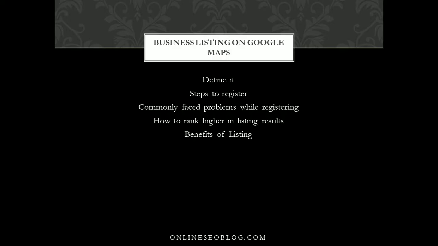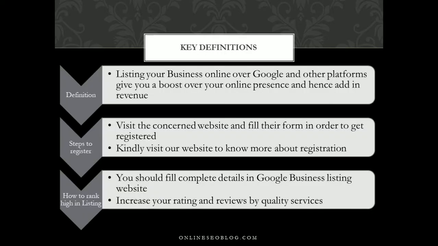Google Maps is of utmost importance when it comes to business listing. Its definition is: listing a business over Google Maps is known as Google listing. For the steps to register, we have a detailed description on our website, and you should visit there as well. In the next lecture we will have a practical aspect, where we will do the registration online. And then there is how to rank high on listing websites.